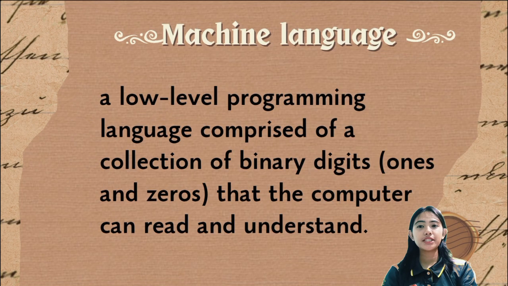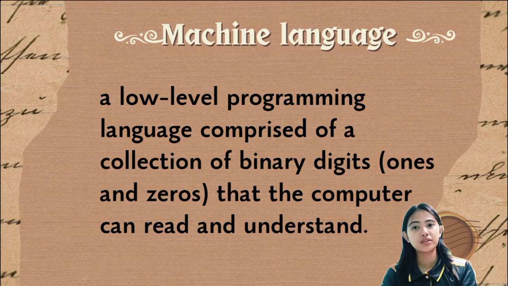Machine language: a low-level programming language comprised of a collection of binary digits that a computer can read and understand. So, machine language is the simplest and most basic programming language. It uses only binary code like 0 and 1, which is the only language a computer's CPU can directly understand and execute. Each processor has its own machine language, so it's specific to the type of computer.